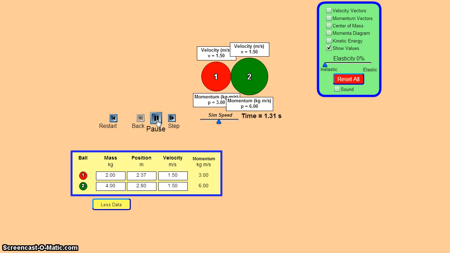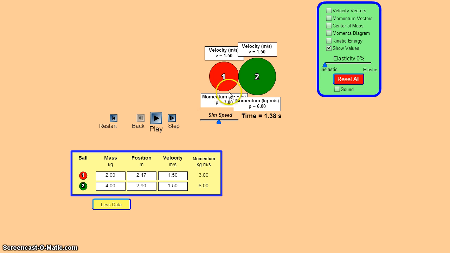Although the objects stick together, the total momentum of the system is still 9. Elasticity will be further explained in an upcoming lesson.